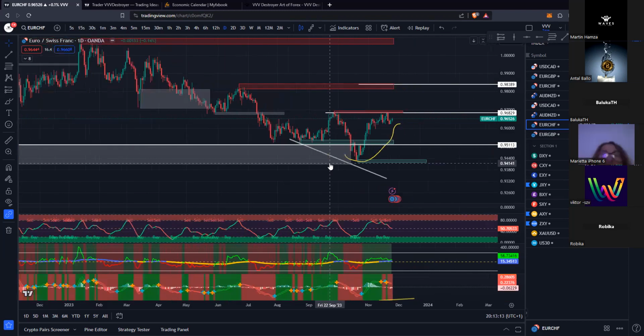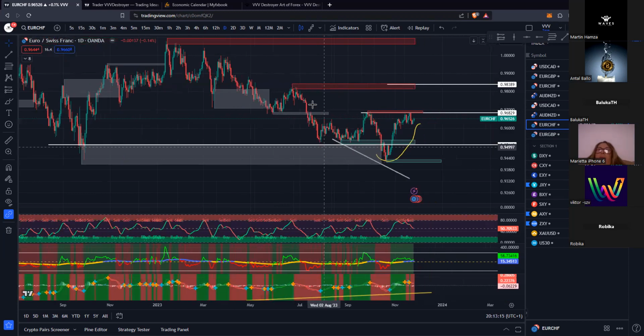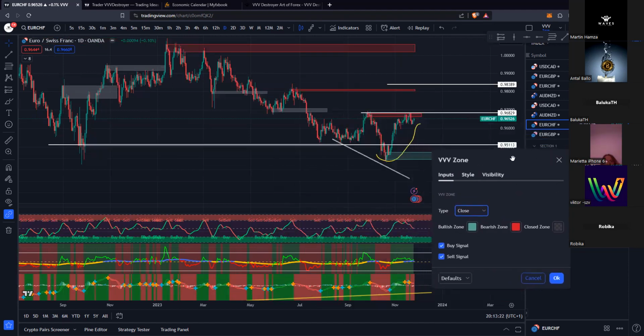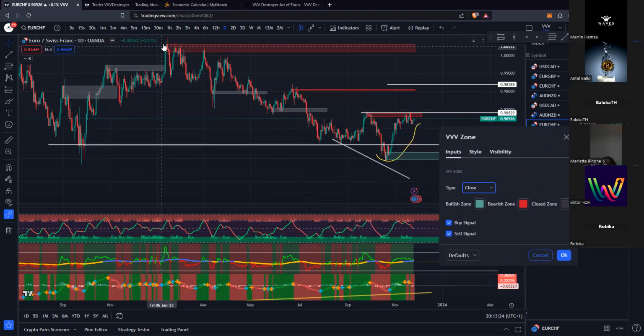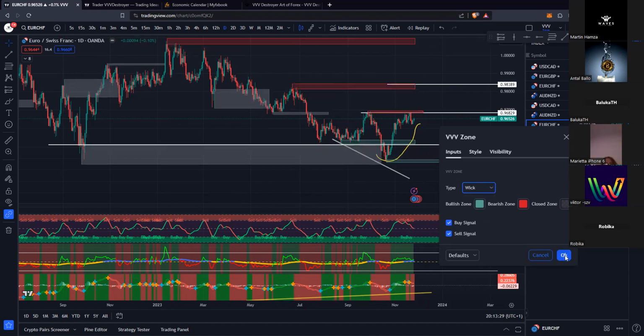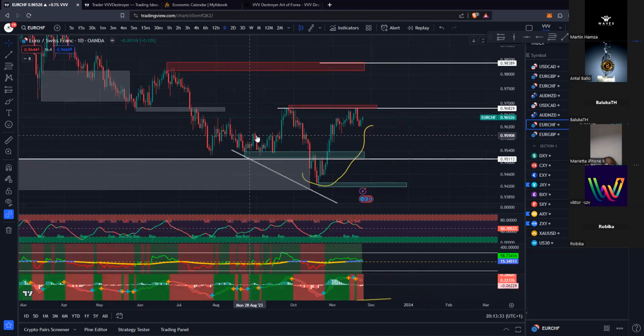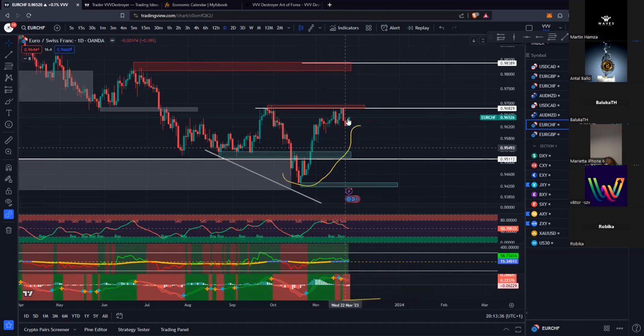Okay, so now you can use it properly because now the weekend close works perfectly fine on the close and on the week as it should. Okay, and yeah, as you see, we have, let's say, two target zones, one here, one here. And if this breaks through, then we are going to head to this point.